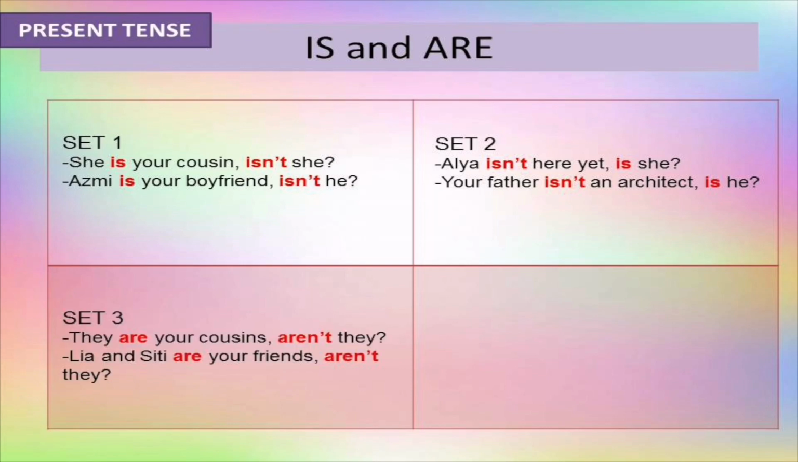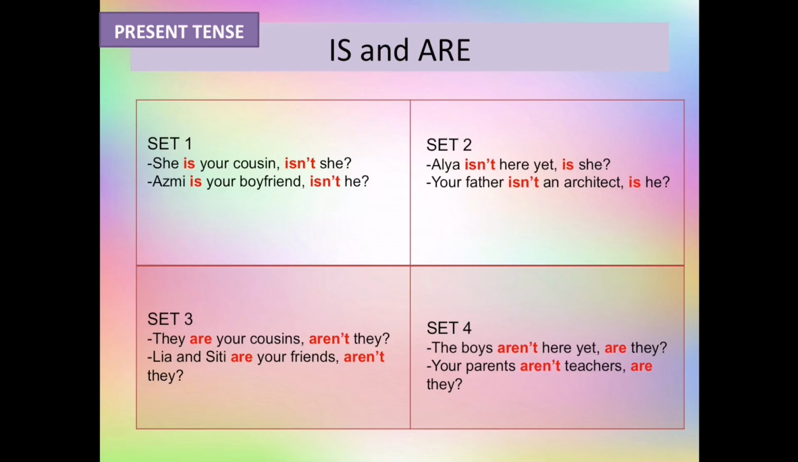Next, set 3. They are your cousins, aren't they? Leah and Siti are your friends, aren't they? Are, aren't. And the last one, the boys aren't here yet, are they? Your parents aren't teachers, are they? Aren't, are. Negative statements with positive tags.